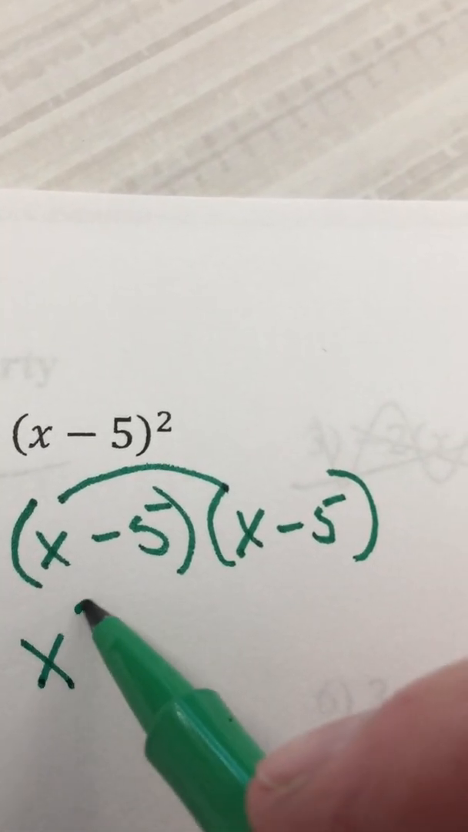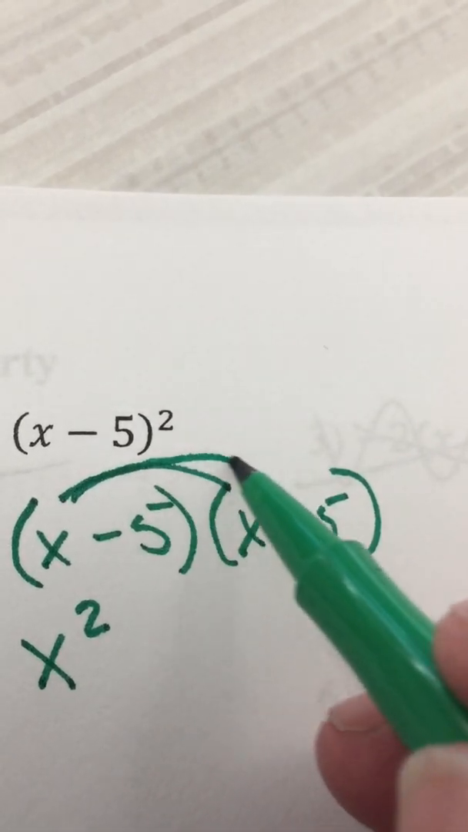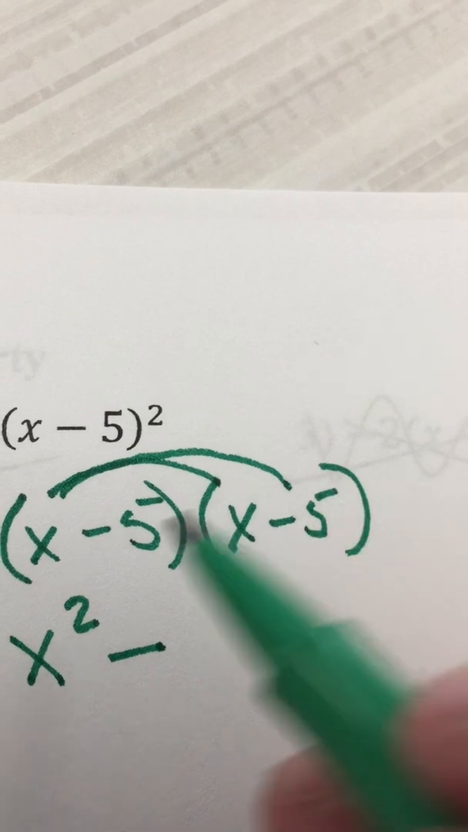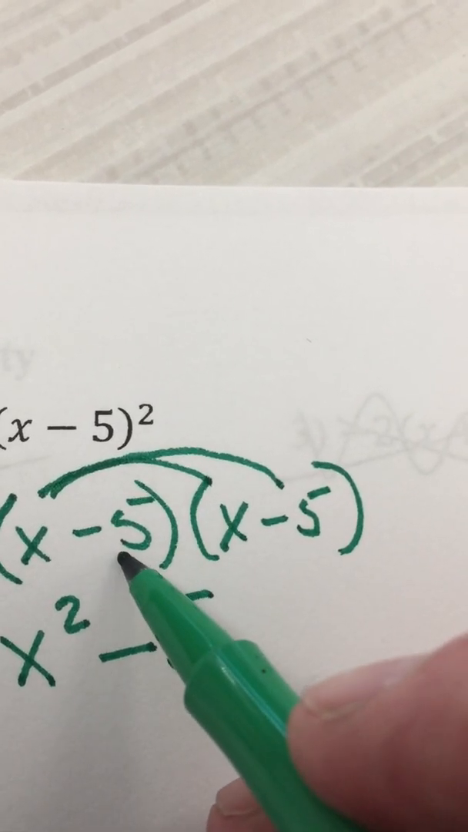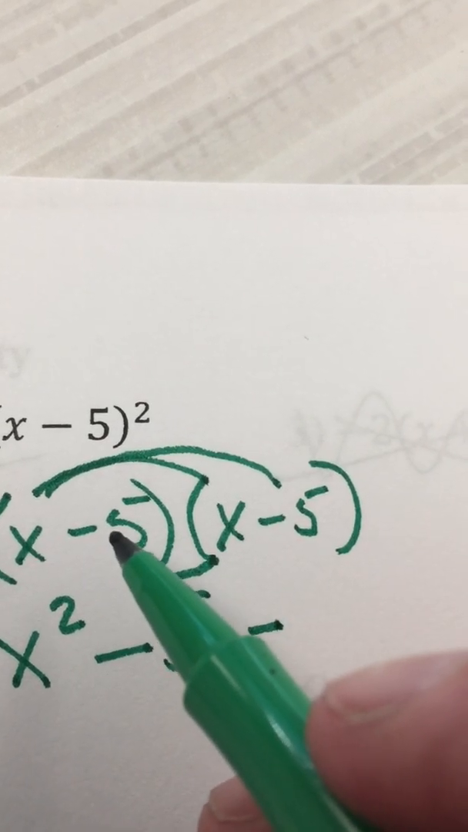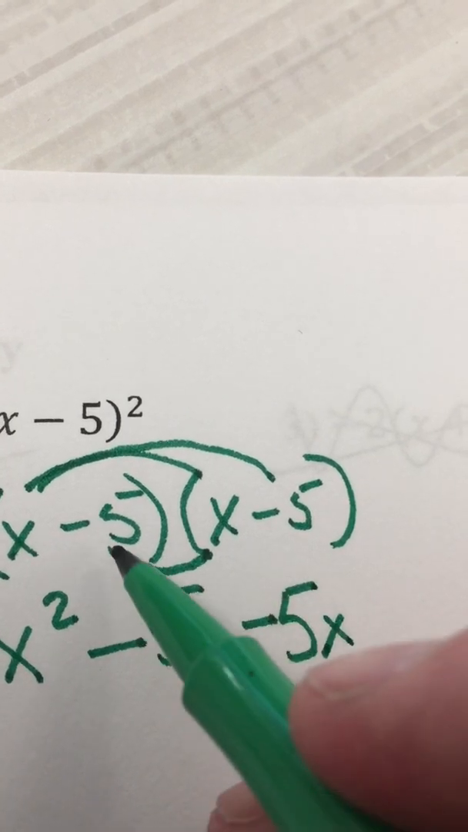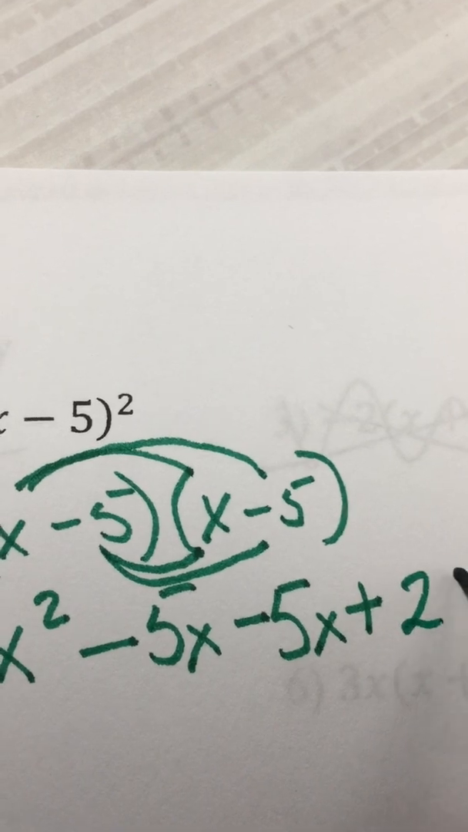X times x is x squared. Make sure if you're multiplying x times x, it is x squared, not x. And then positive times negative is a negative answer. And 5 times x is 5x. And then I have a negative times a positive, which gives me a negative answer. And 5 times x is 5x. Then I have a negative times a negative, which is a positive answer, and 5 times 5 is 25.